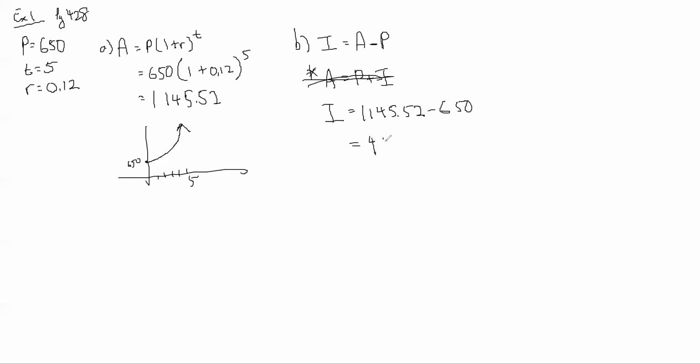So I paid an extra $495.52 just because I waited. Talk about inflation. Compare this to the amount of interest you would have paid if the bank charged simple interest. Well then, if the interest was simple, that is $650, 12, 5 years, he'd have only had to pay $390.